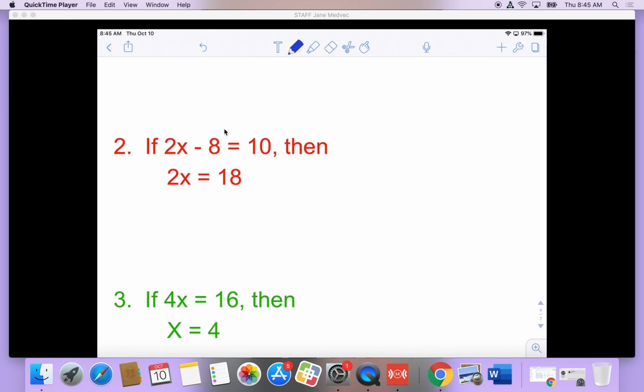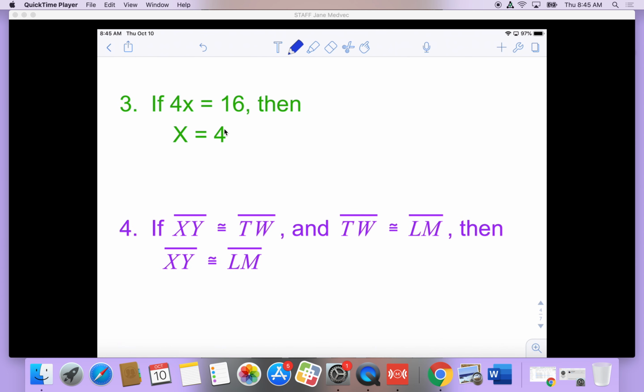If 2x minus 8 equals 10, then 2x equals 18. What did you do to get that answer? Think algebra. You added 8, right? So all you need to do is go addition, and you're done. Again, they'll say addition property. Don't put property. You don't need to, because you'd write property on everything. All right, next one.